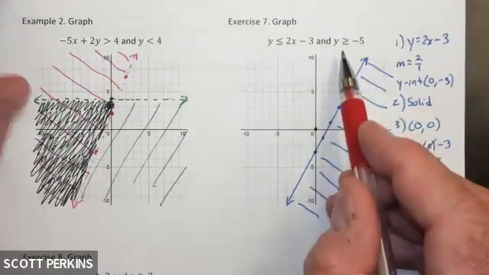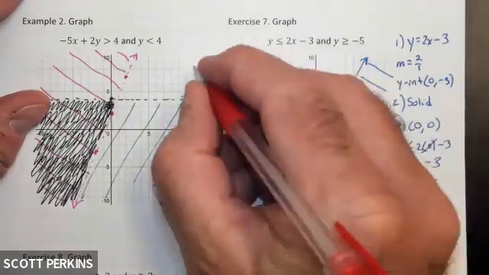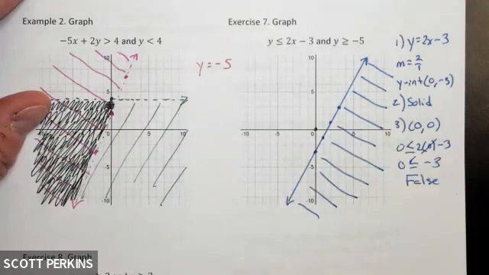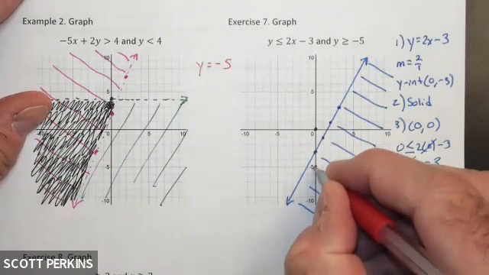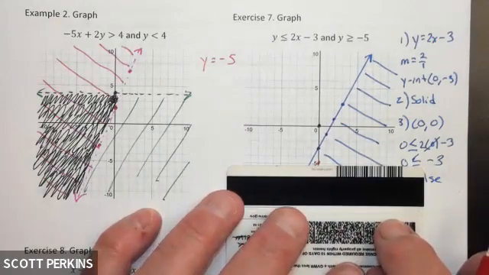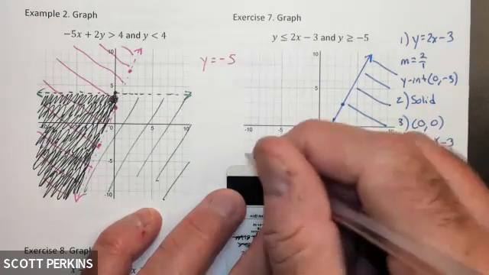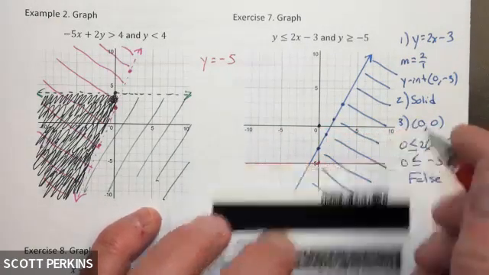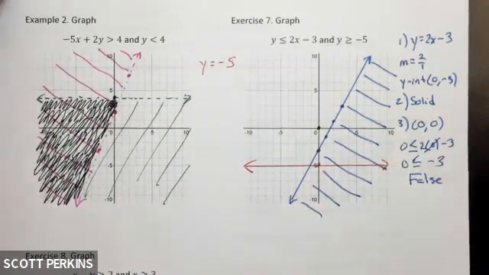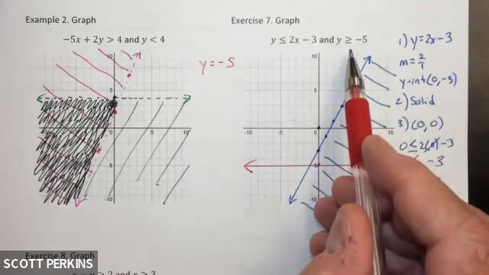Y is greater than or equal to negative 5. So the boundary is y equals negative 5. So that is a horizontal line at negative 5. So here's negative 5 right here. Again, it's going to be solid because there's an equal bar. And I want the y values bigger than or equal to negative 5.